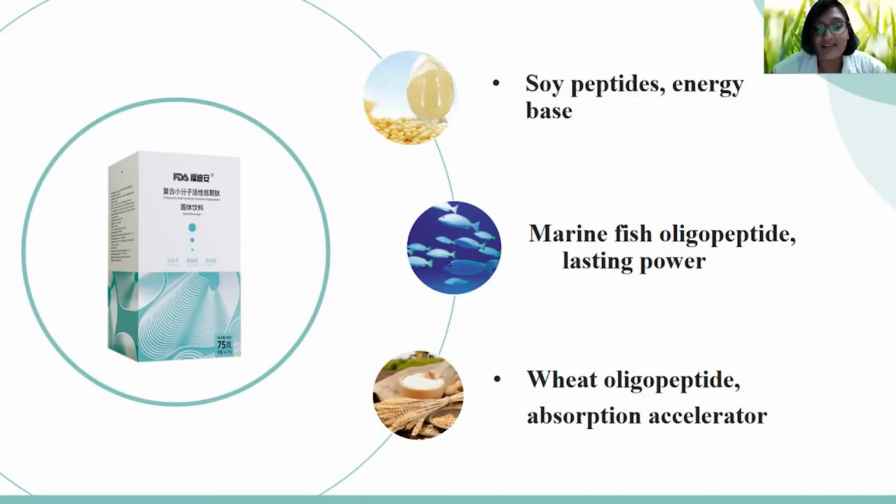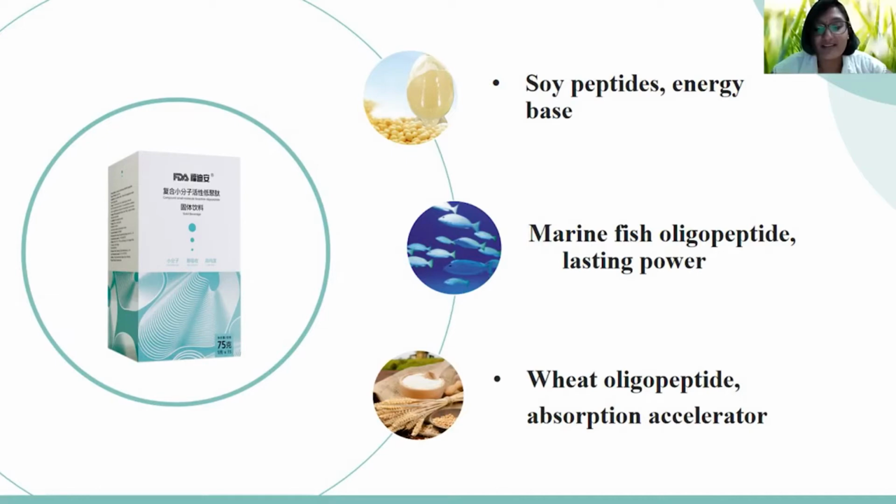Let us look at the main basic benefits from these three main sources: soy, marine fish, and wheat oligopeptide. Soy helps enhance the strength in our body. It also relieves fatigue. It also reduces our blood pressure. It reduces our bad cholesterol level. It is anti-aging for our body and increases immune metabolism.